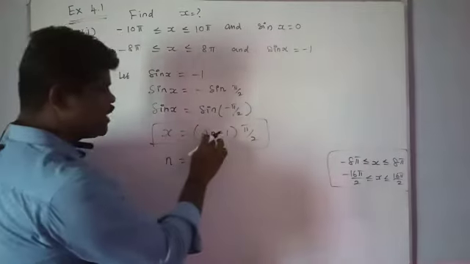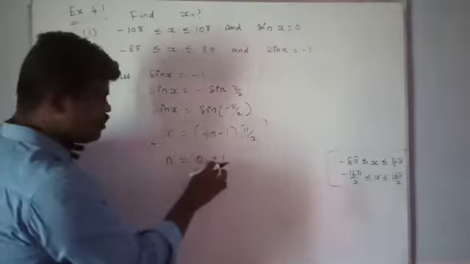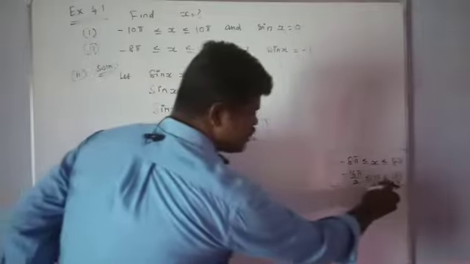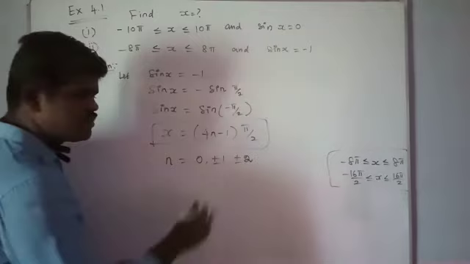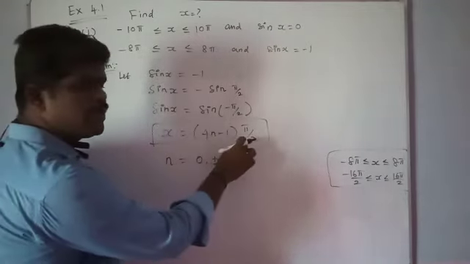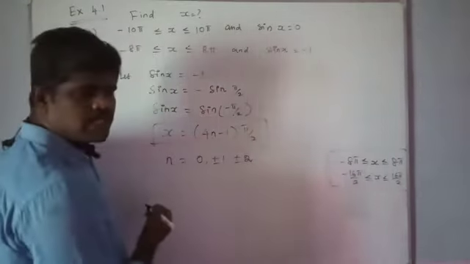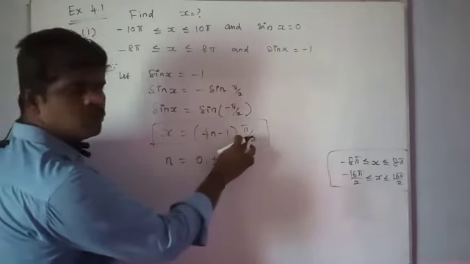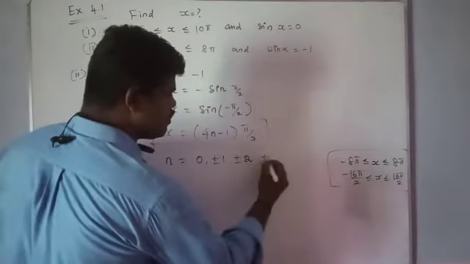And minus 1: if we give n equal to minus 1, minus 4 minus 1, the answer is minus 5 by 2. Minus 5 by 2 lies between these values. Then plus or minus 2. If we put n equal to 2, 4 twos are 8, 8 minus 1 is 7, so 7 by 2 lies between these values. Minus 2 means minus 8 minus 1, minus 9 by 2, which also lies between these values. Then plus or minus 3.